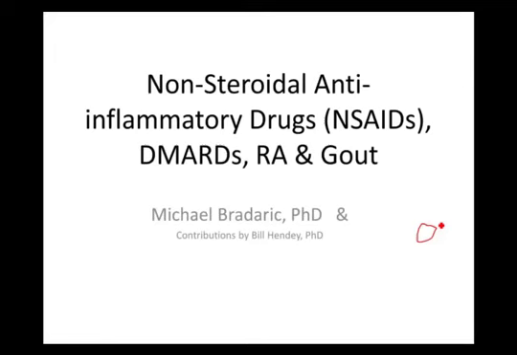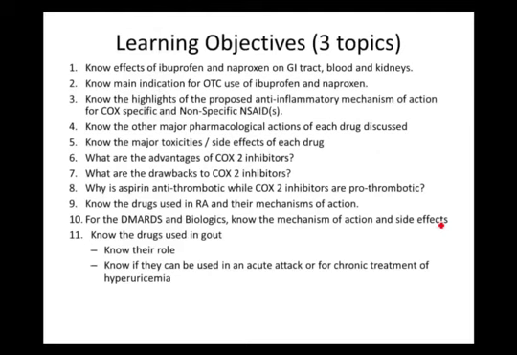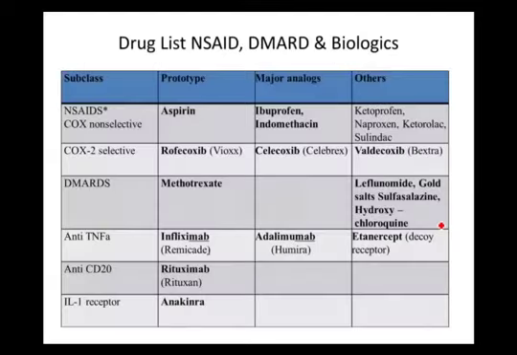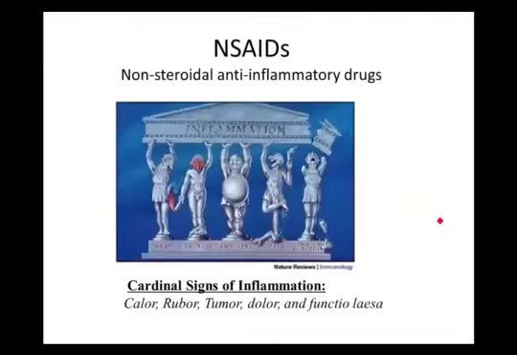Talk about non-steroidal anti-inflammatories, DMARDs, and the disease pathogenesis of RA and gout. All right. So learning objectives, there's a lot because remember there's 3 topics that are covered here, so they're all essentially on this slide. Kind of a summary drug list, basically just demarcating the differences between these different drug classes. Okay, so let's start with NSAIDs.